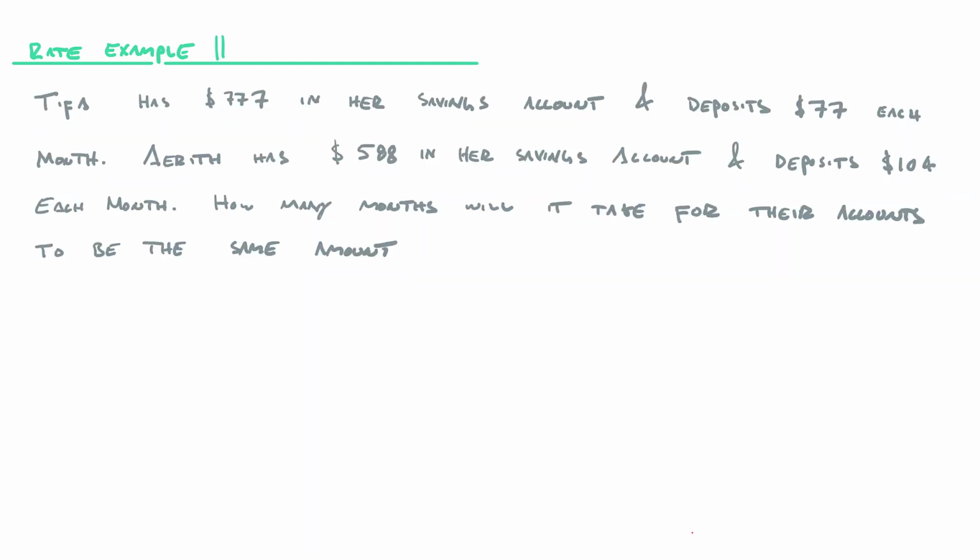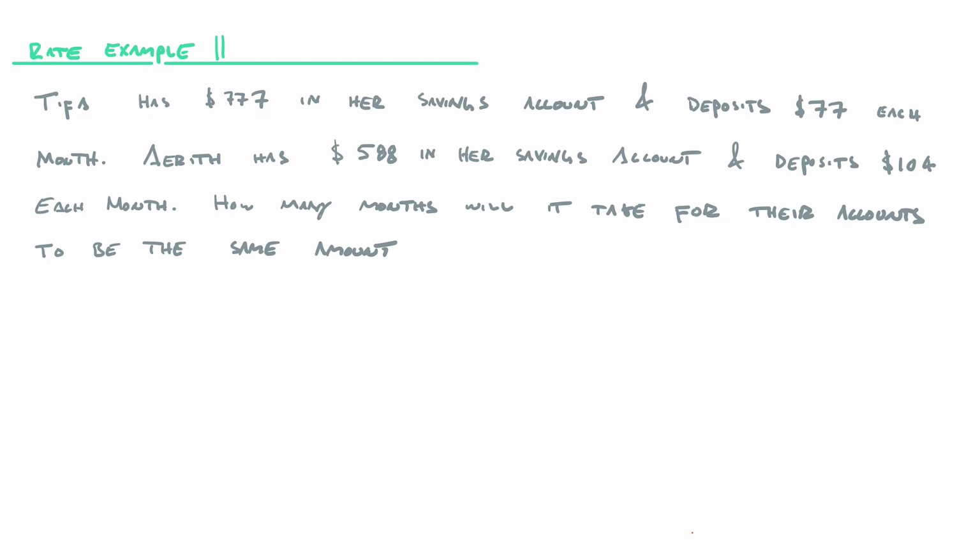Okay, here's another one. Let's say that Tifa has $777 in her savings account, and every month she deposits $77 into that account. Aerith has $588 in her savings account, and every month she deposits $104, right? How many months will it take for their accounts to be the same amount? So again, this is a rate. It's a dollar per month amount, right?